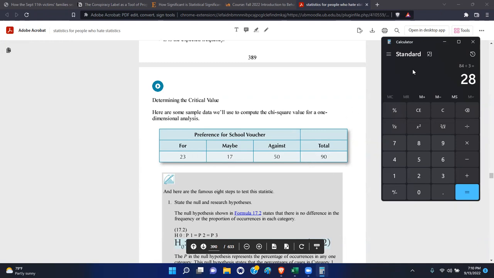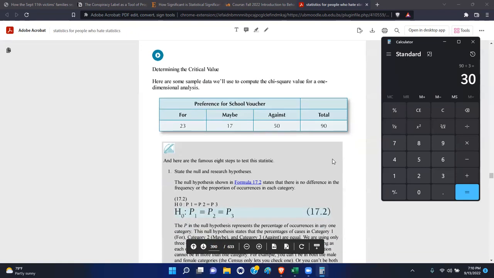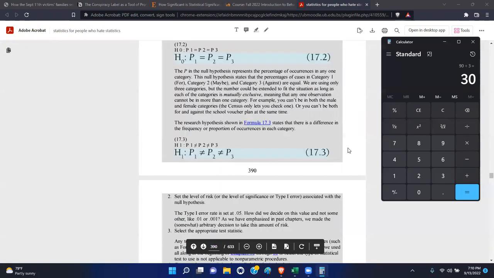If you have 90, say 23 plus 17 plus 50 equals 90, what do we do with that? Because there are three categories, for, maybe, and against, we divide by 3 and say that if there were an even distribution, there would be 30 people in each category. But we don't see an even distribution. We see the distribution in front of us, the actual observed data. And so 30 would be our expected value.